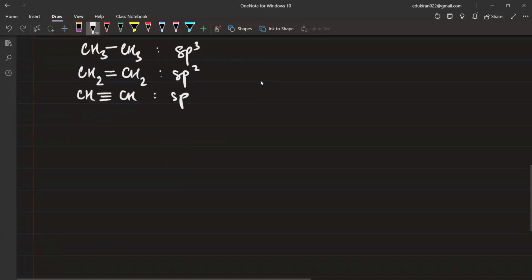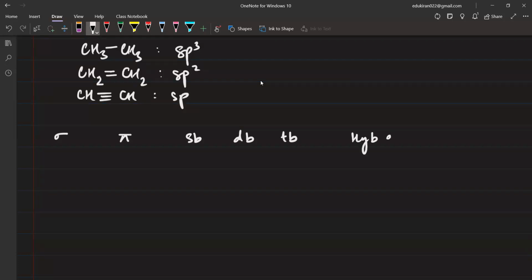Please see here. I should type first of all about sigma bond and pi bond, and then I will talk about single bond, double bond, and triple bond. And then we will talk about the hybridization of carbon. Please see here very carefully, and you have to remake this particular table once you are at home, so you will have an understanding of what is happening everywhere.